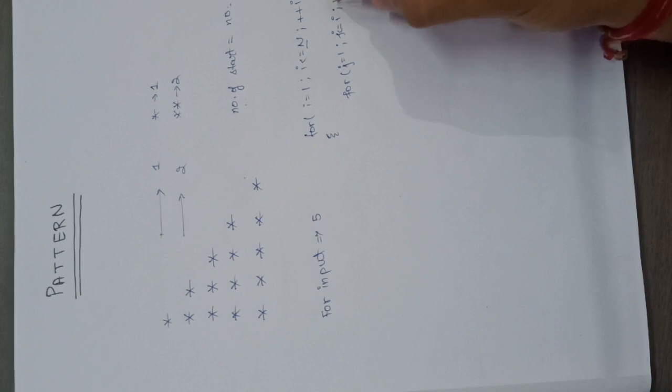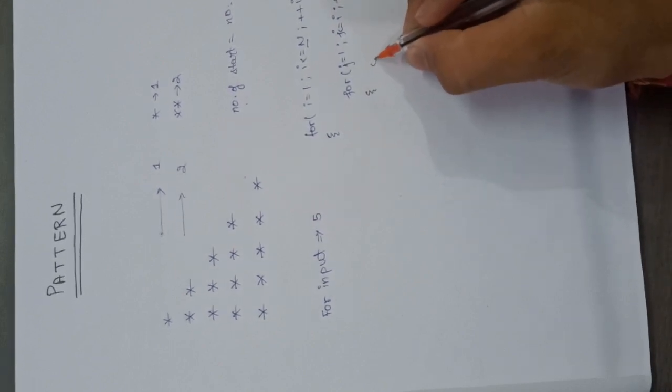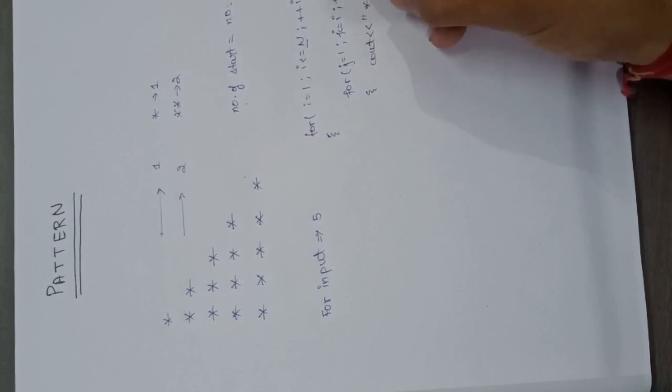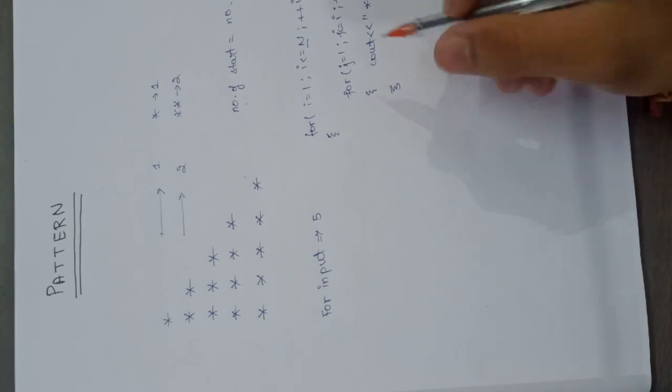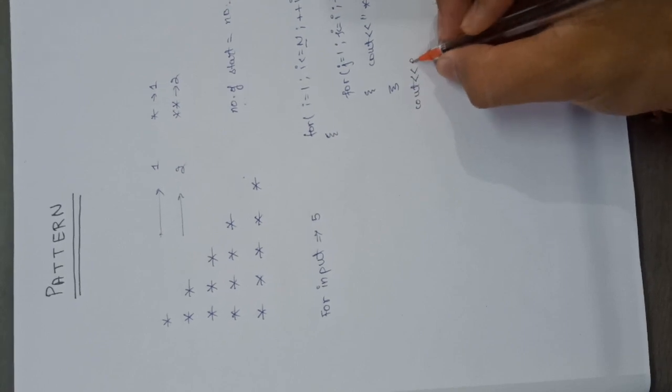j less than or equal to i, j plus plus, and for each j we will print a star, and after each line we need a next line, that is cout endl.